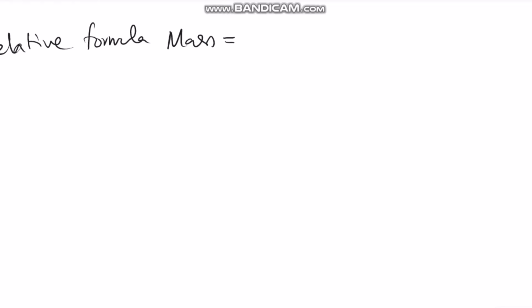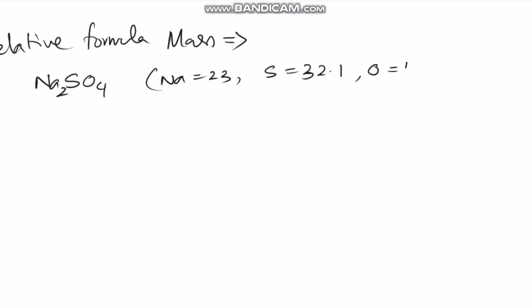Right, the relative formula mass, the next one. Once you calculate the relative atomic mass, we can find the relative formula mass. Formula is a compound or a molecule. So let's say sodium sulfate. The RAM value of sodium is 23, sulfur is 32.1, oxygen is 16. These values are given, or you can take them from the periodic table. So what is the relative formula mass? We sometimes call it RFM.